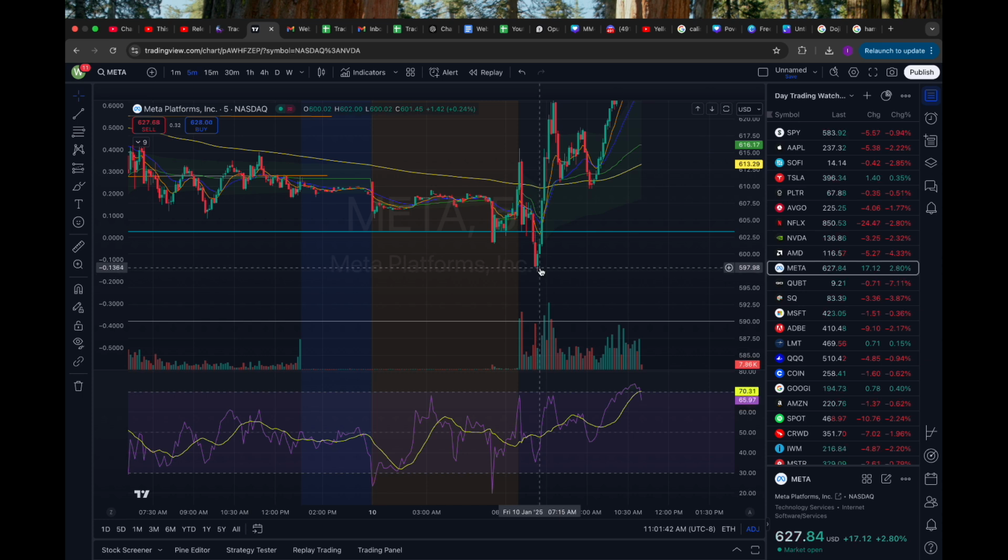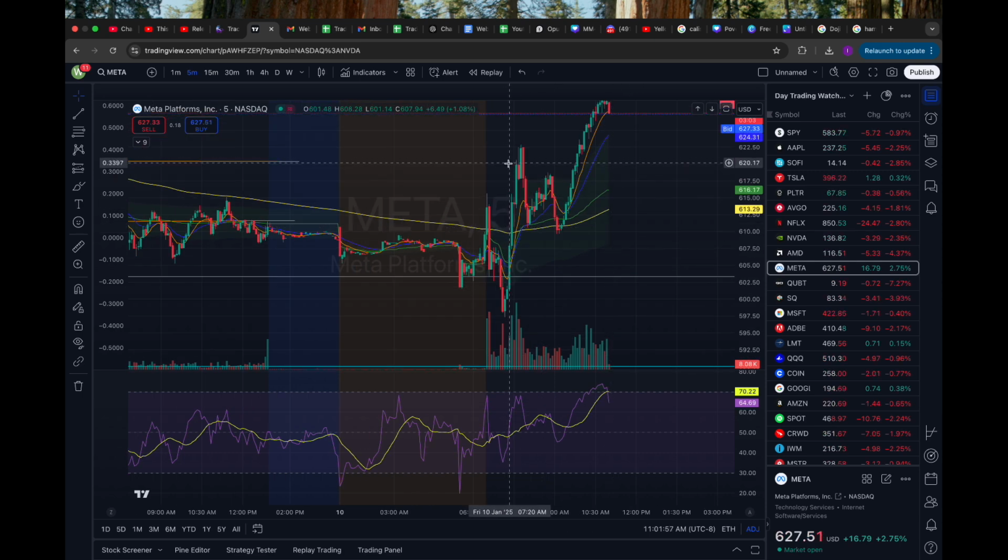On that wick, you would probably enter right here if you're feeling real confident. Or you could wait for this next candle and then boom, it took off. So it went from 598 all the way to, what's this at? 620, right? And this is in a matter of 5, 10, 15, 20, 25, 30 minutes, right? 30 minutes to hit 620. So if you got in this trade, you would have eaten real good, right?